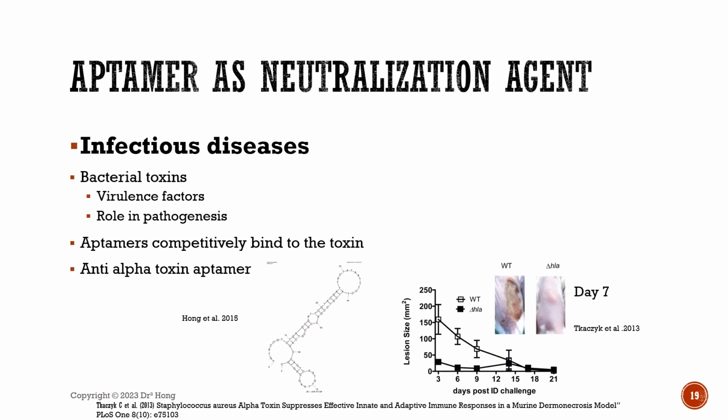And here is a graph of a published model from the past, showing a Staphylococcus aureus alpha toxin. If you neutralize the toxins, you can actually speed up the wound healing process. So what if you have an anti-alpha toxin aptamer? It may also have the effect of speeding up the skin healing process. However, we don't know if that would actually happen.